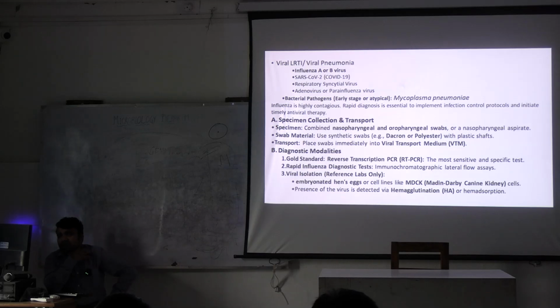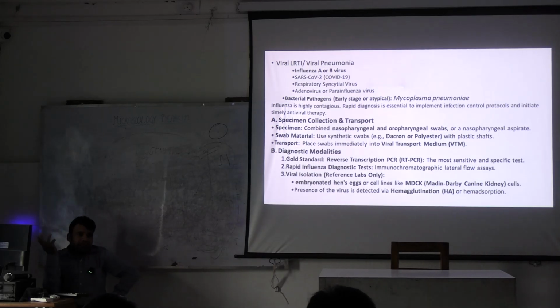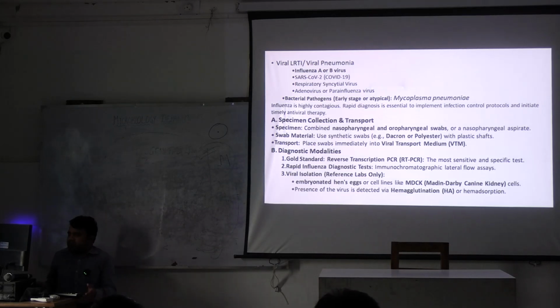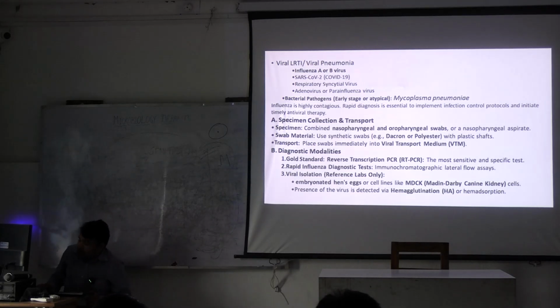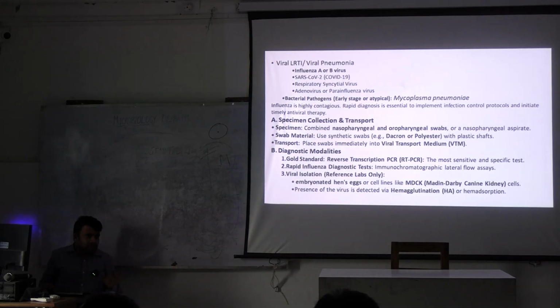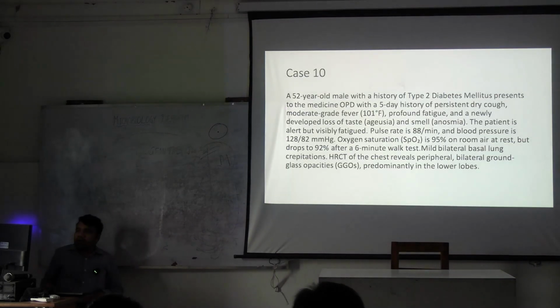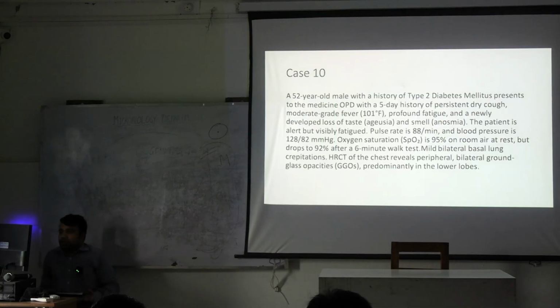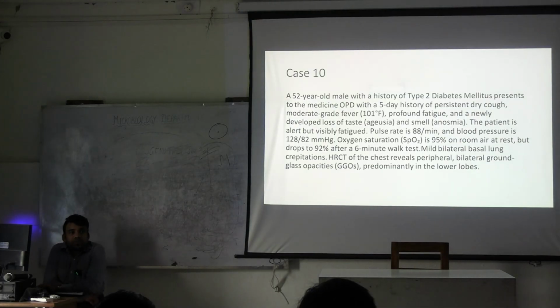Those kits are available, and the best method of diagnosis is obviously if we grow the virus in cell culture. That is only done in reference laboratories, and we need cell line cultures like, at least keep in mind, embryonated egg. Even if you don't remember cell line culture, just keep in mind embryonated egg. Okay? Okay, let's do the last question.